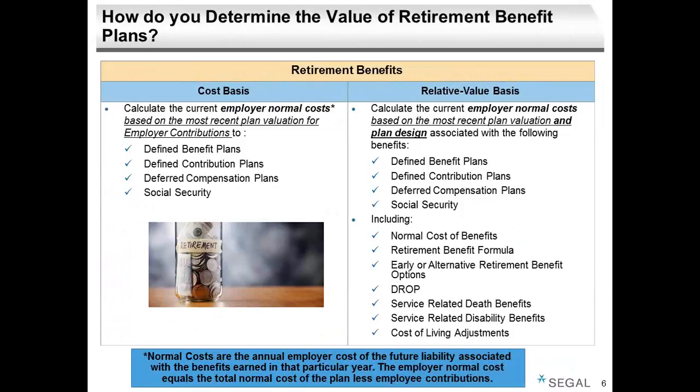On the relative value side, however, we're using the same baseline cost numbers, but we're also taking into consideration retirement benefit formulas, early or alternative retirement benefit options, the impact of DROP, service-related disability benefits, cost of living adjustments, and so forth. So we're really drilling down here in terms of the plan design, and this is really the case of the relative richness of the plans.